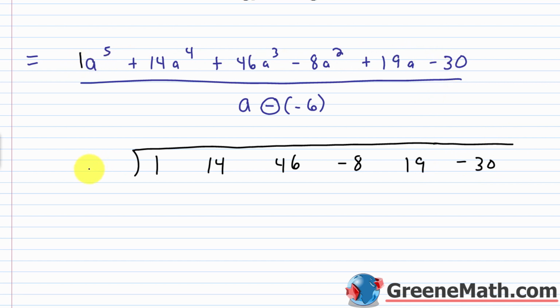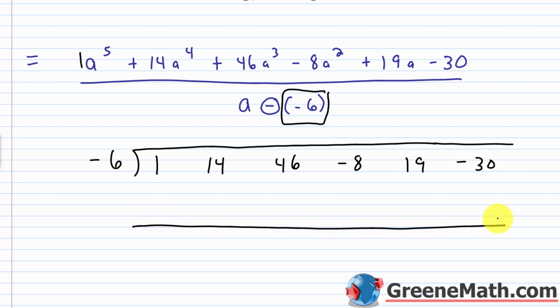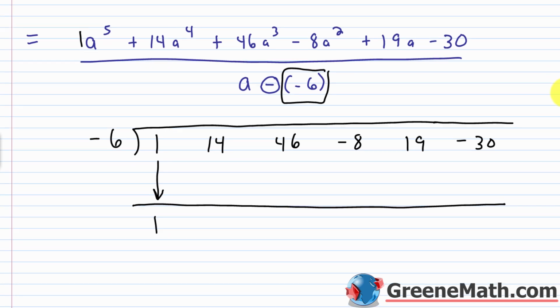Now off to the left here, all I want is this negative 6. Remember, if it's in the format of x minus k, I want whatever k is. So you have minus and then negative 6. So that's what we have for k, and that's going over here. That's negative 6. All right. So now I draw a little bar down here, and I bring the first number down. After I've done that, all I'm doing is multiplication and addition. Very, very simple. So what we want to do is start out with negative 6 times 1.